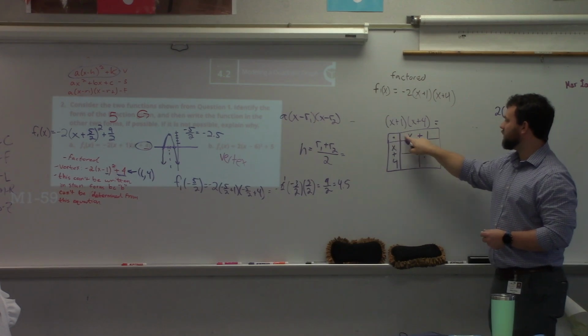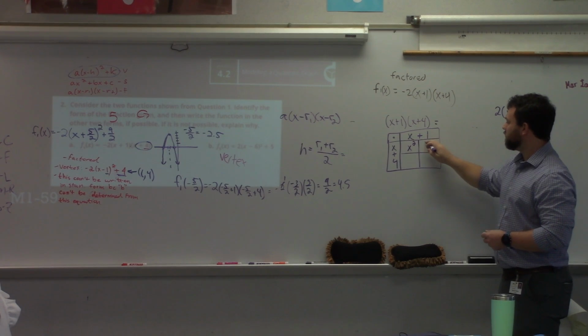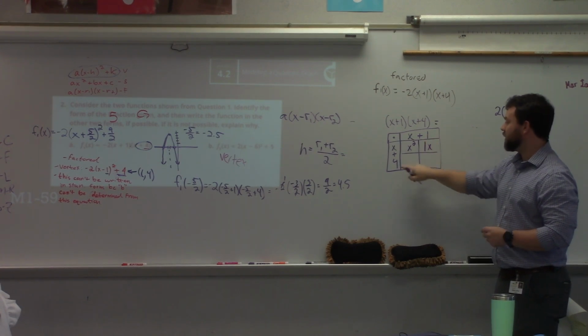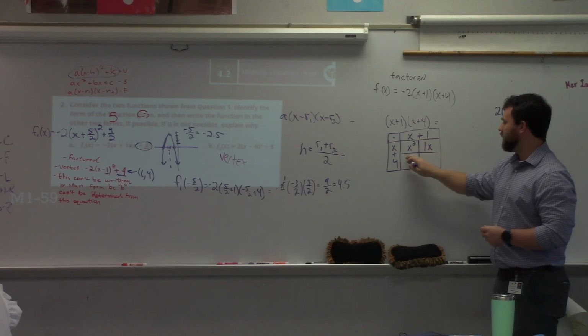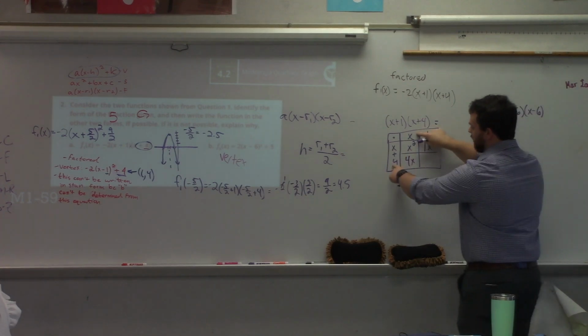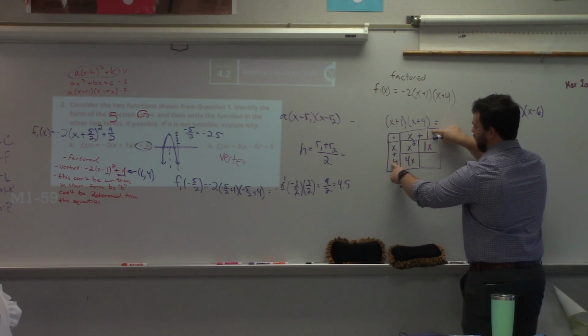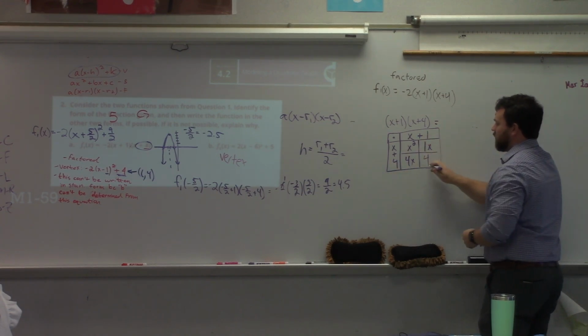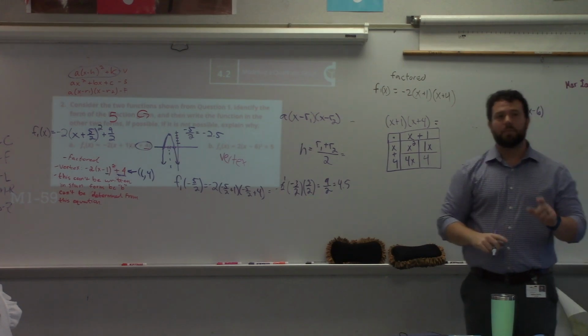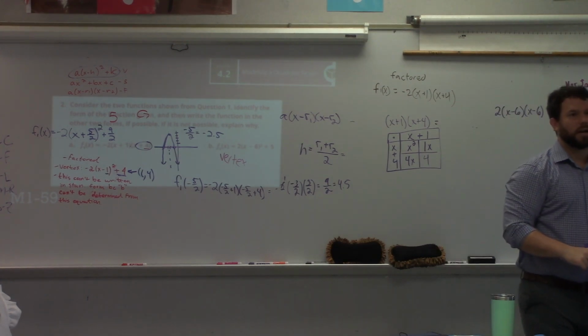What is x times x? X squared. X times 1 is just x. 4 times x is 4x. And so notice how where they meet is where it fits, right? And then 4 times 1 gives me 4. This area model is a phenomenal strategy to help me organize.